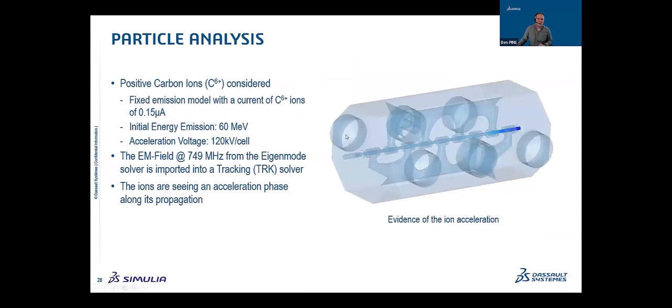And again, you can do a particle in cell tracking simulation. In this case, looking at positive carbon ions with a fixed emission model. And they have an initial energy of 60 MeV, and they gain 5 MeV while passing through this 9-cell cavity. As I said, a nice example of a multi-physics simulation.